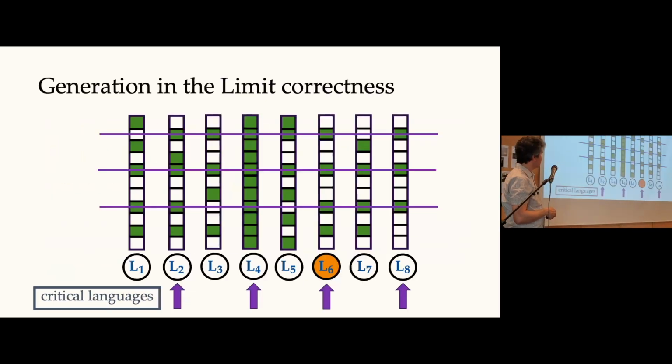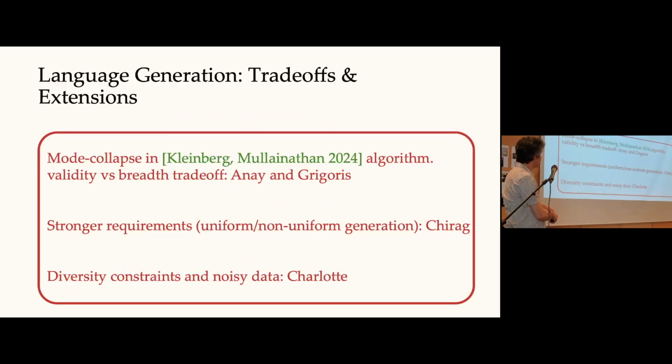Okay, and we're done. Right? So in this example, once we've seen these three strings, we've knocked off all the other languages. These are consistent at this point. L6 is critical, but so is L8, which appears later. So we'll start generating from L8, but L8 is actually a subset of L6, so we're correct. Okay? All right. So I'll stop here.